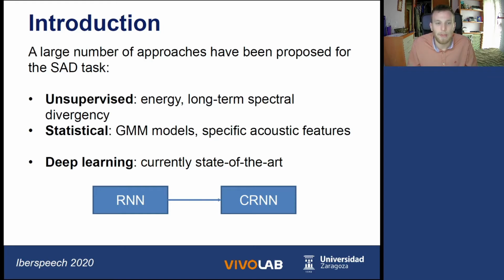Recently, the use of deep learning is very popular, and it is currently the state of the art for this task. We've seen a lot of approaches based on the use of recurrent neural networks with LSTM layers, for example. And more recently, we've seen convolutional and recurrent neural networks combined in what is called convolutional recurrent neural networks.